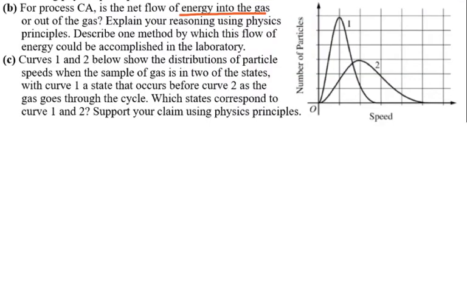For C part, they say curves 1 and 2 on the graph show the distributions of particle speeds when the sample of gas is in 2 of the states, with curve 1 a state that occurs before curve 2 as the gas goes through the cycle. Which state corresponds to curve 1 and 2? Support your claim using physics principles.